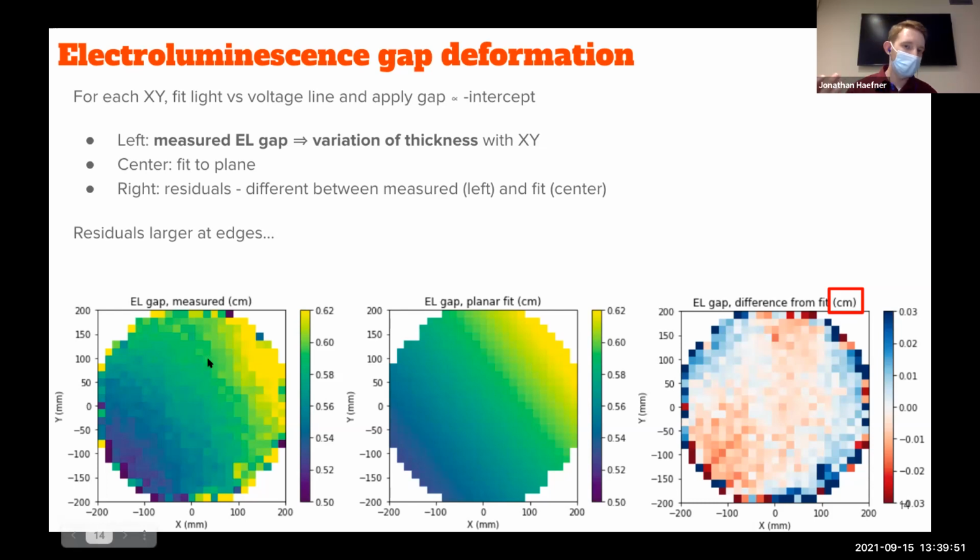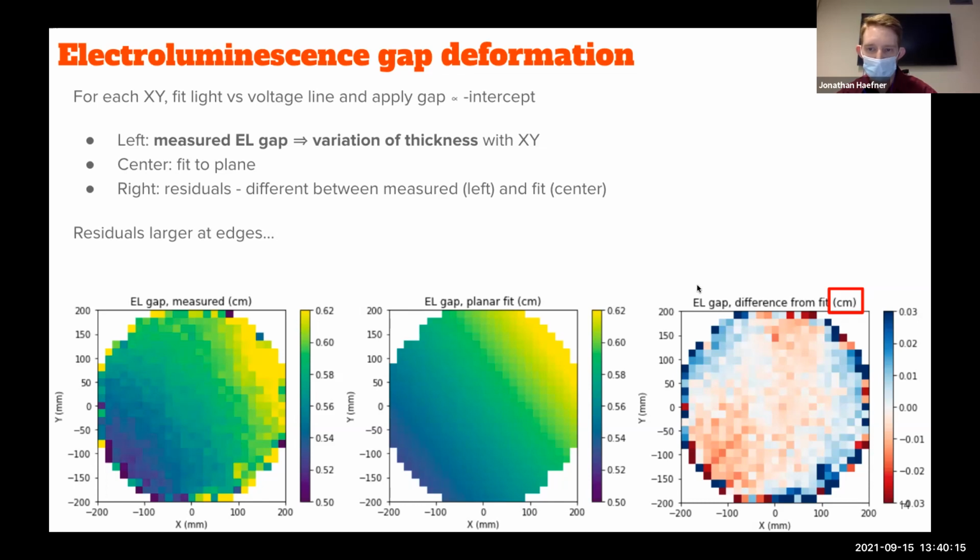It looks maybe kind of planar. You can see a clear gradient from thicker on the upper right hand to thinner on the lower left hand. So we fit it to a plane, and then the fit to a plane is what you see in the middle. The residuals are on the right, which is just the difference between the measured values and the planar fit. And the residuals are all relatively small, all less than a millimeter.